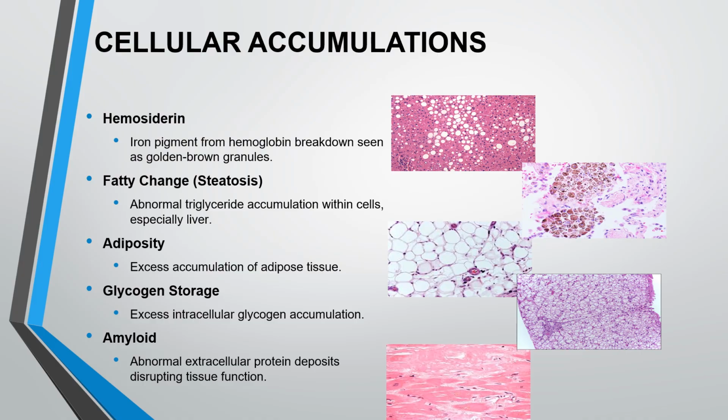Last up in this set are cellular accumulations. These are substances that build up inside or outside cells, often disrupting normal tissue function. We have hemosiderin. This is an iron storage pigment from hemoglobin breakdown. Histologically, it appears as gold-brown granules, especially after hemorrhage. Then we have fatty change, also known as steatosis. This is abnormal triglyceride accumulation within cells, most commonly hepatocytes. You'll see clear vacuoles pushing the nucleus aside.